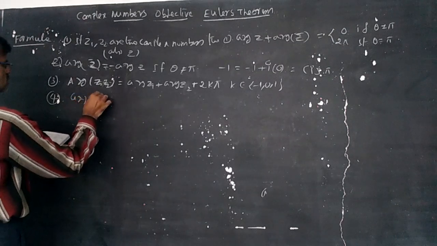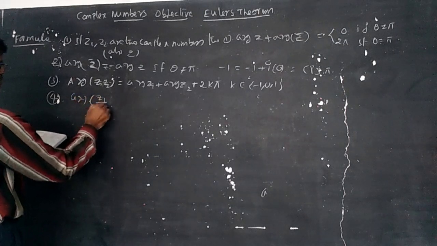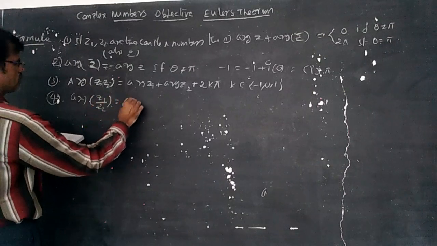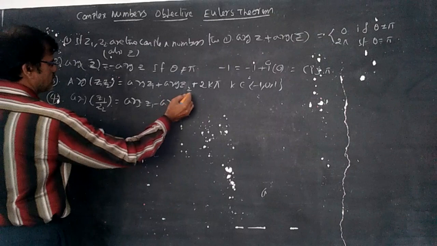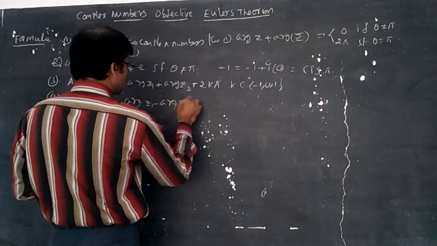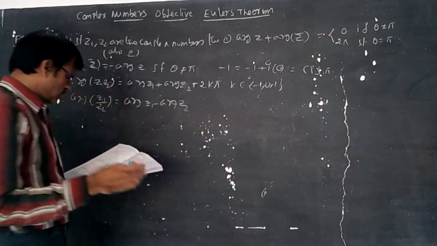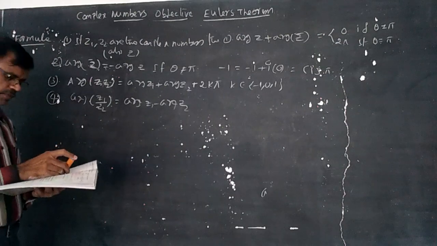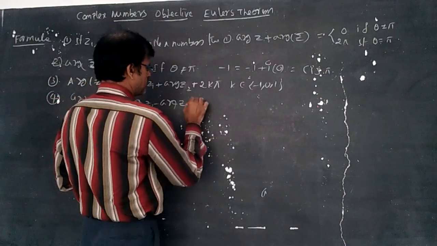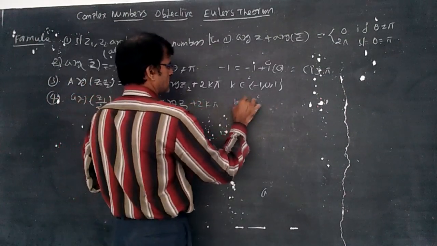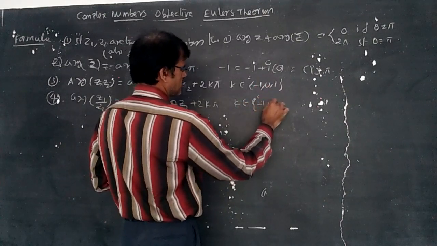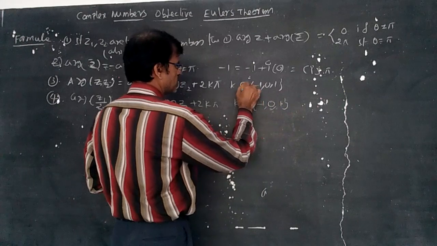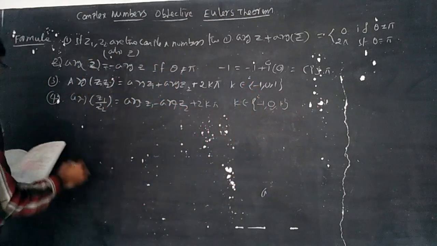Next, the fourth one. In a similar way, argument z1 by z2 is equal to argument z1 minus argument z2. This is also remembered as a formula that depends upon the logarithmic model, plus 2k pi. And in a similar way here also k belongs to the set minus 1, 0, 1.